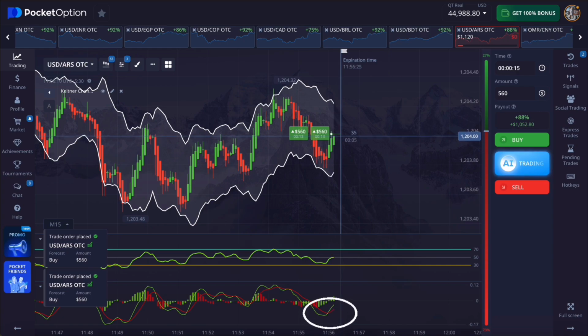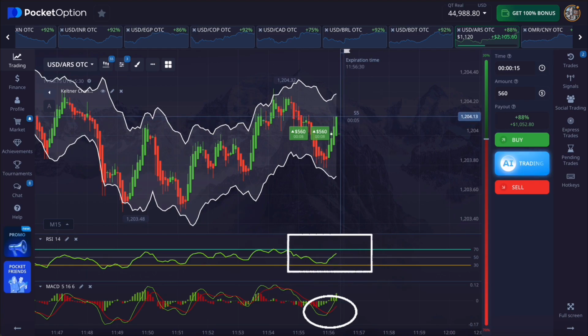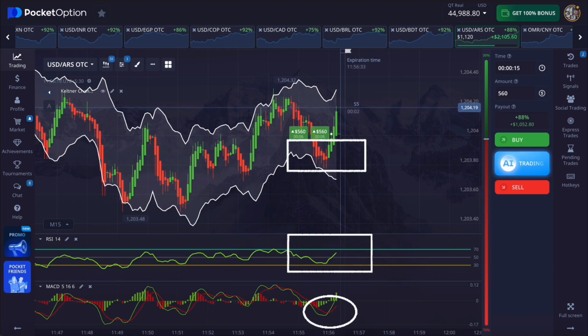Here too, a cross pattern has formed in the upward direction, which is a bullish indication. Also the green line of the RSI indicator is moving from oversold to overbought, which indicates an uptrend, and then after the market touched Keltner's lower line and started forming a strong green candle, I placed my entry here.